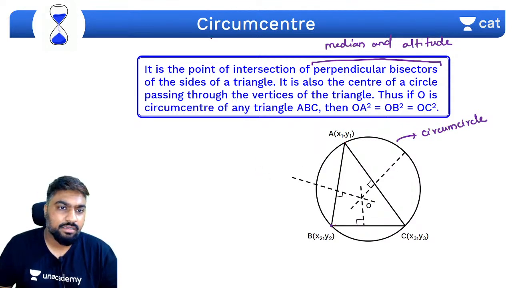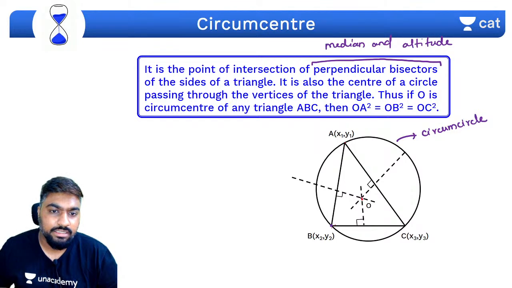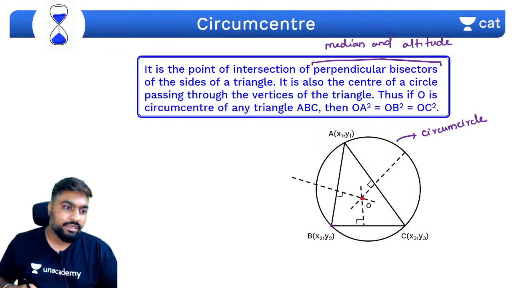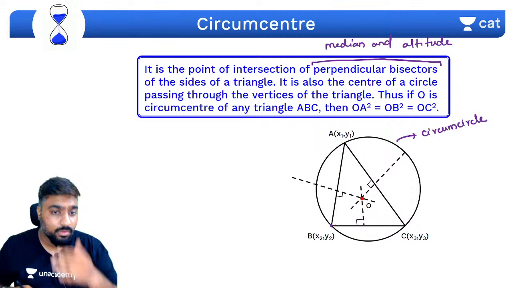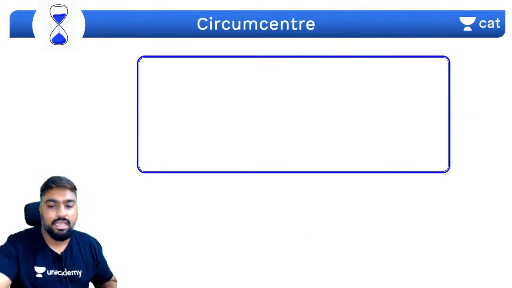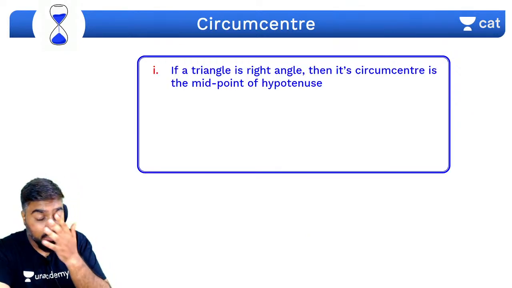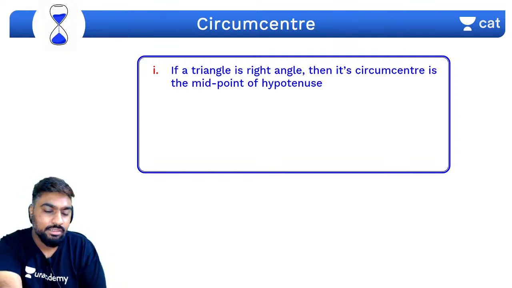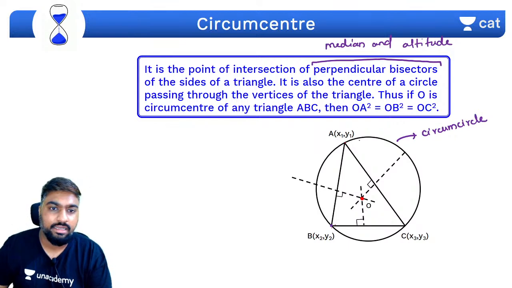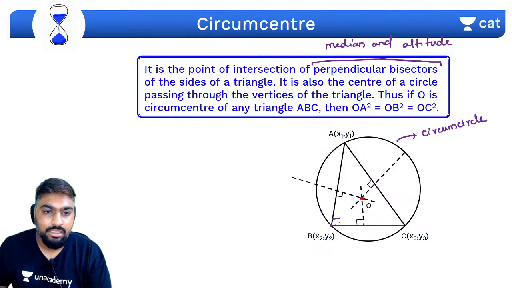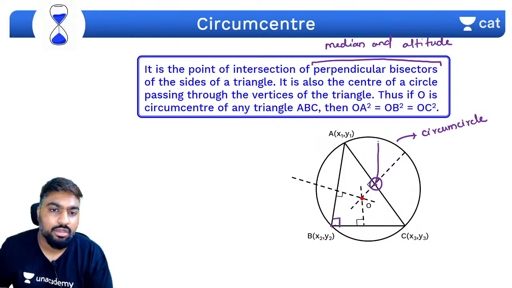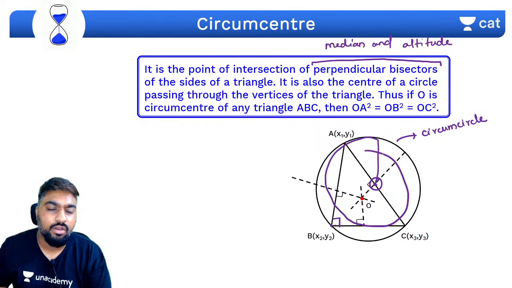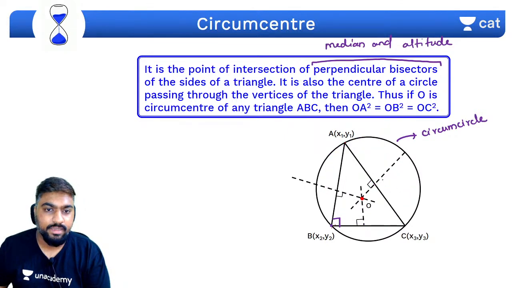Did you understand the circumcenter? Now let's talk about how to find out its coordinates. It is a little complex, it will include a little bit of trigonometry, so listen carefully. First things first, if it is a right angle triangle, then the circumcenter won't lie here, it will lie here. This will be your circumcenter. From this center you will draw the circle.